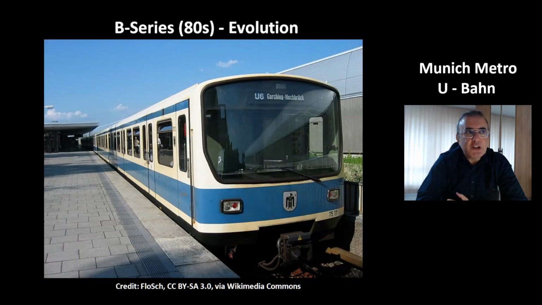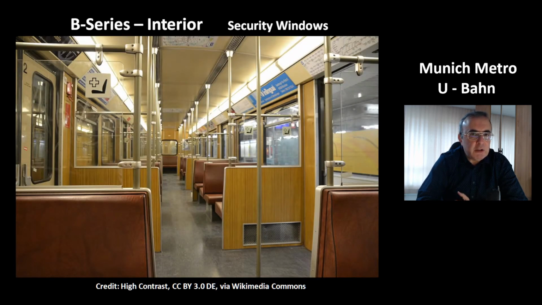This is the next generation. It was developed in the 80s. That's the B series. It is an evolution of the A series. And you can see the front is different. It has one big window in the front. This is how the interior looks like. You can see at the end of the car there's a window. You can see what's going on in the other car, and that's a security feature.